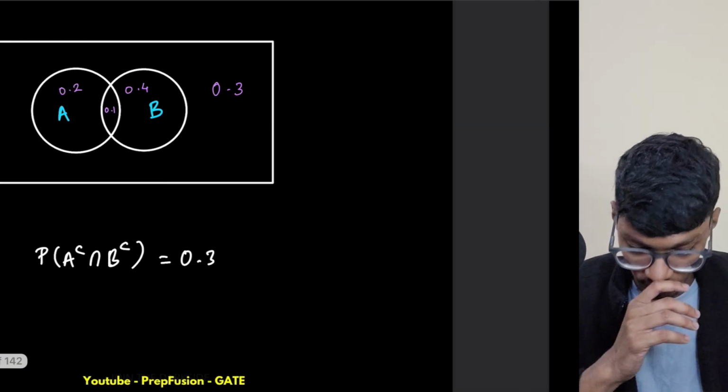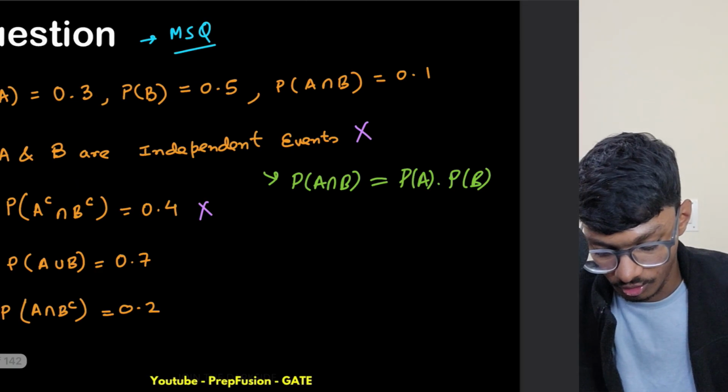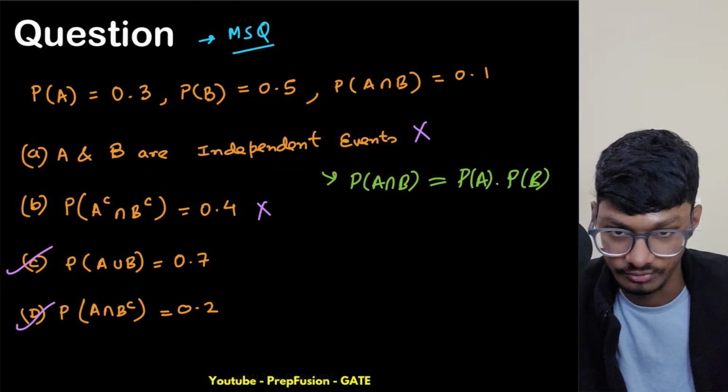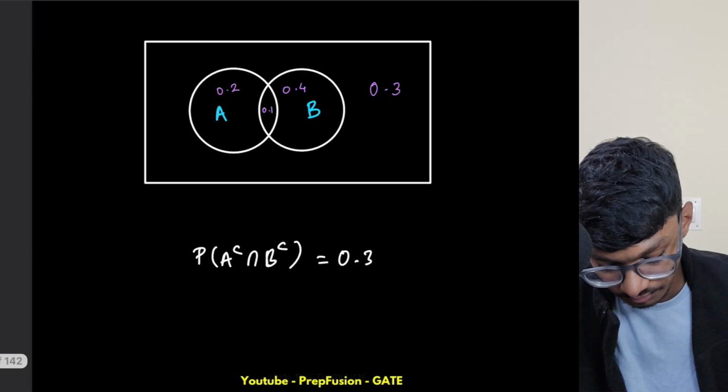Now how to do this with the formulas? So simply, if you recall one thing, now this is easy. This one I did only with the formula itself. So how to do this?